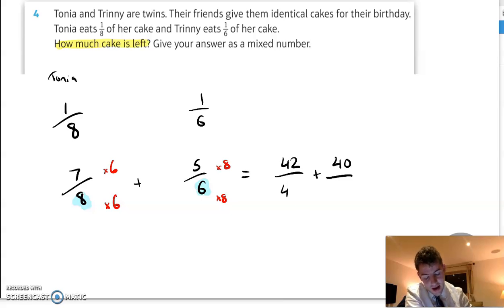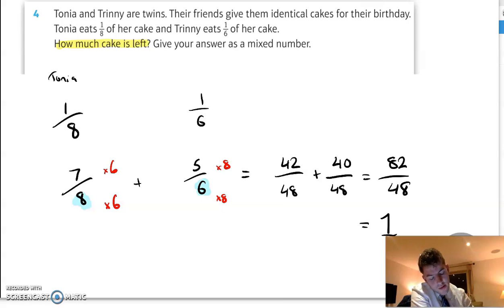8 times 6 is 48, and 6 times 8 is 48. So, add them up. We're going to do 82 over 48, and now we can convert that to a mixed number. 48 goes into it once, and that leaves us with 34 over 48. And we can simplify that down to 1 and 17 over 24. And there you are, that's how much cake is left.